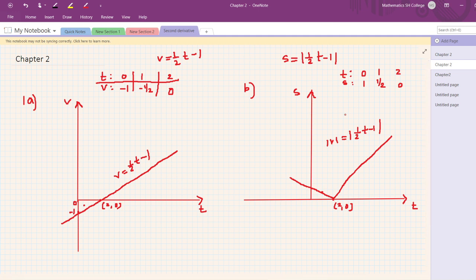Now also we see in the problem that acceleration here is 1 by 2, so it is a constant, and it is positive. So it also means that velocity is increasing at a constant rate, because rate of change of velocity is acceleration. So velocity is increasing at a constant rate.